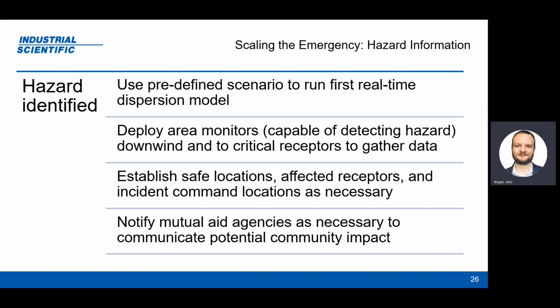We can deploy area monitors like the radius unit, which are capable of intercepting the hazard downwind. And we can establish safe locations, our affected receptors, and incident command locations as necessary. We can then notify mutual aid agencies and communicate potential community impact intelligently for the first time because we have this toolkit in place and we effectively already know what's going to happen during the course of this incident.